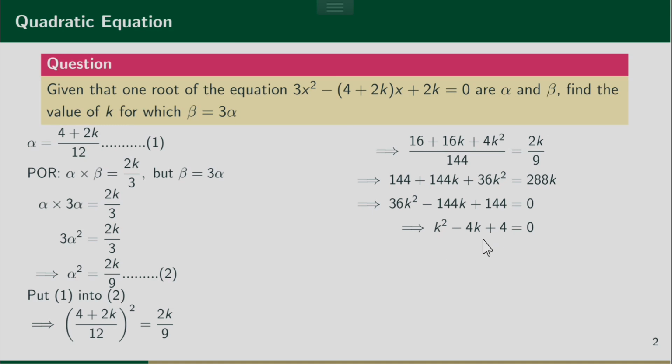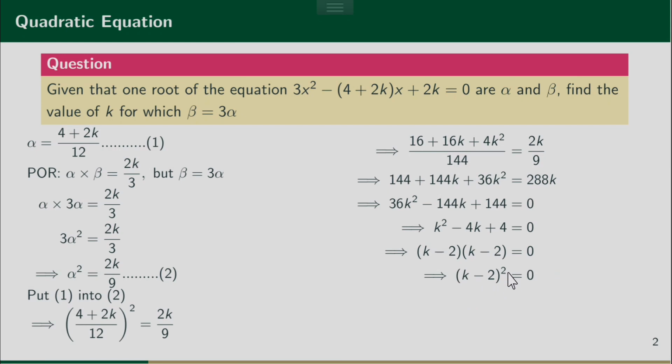Now let me try to factor out this quadratic equation. The coefficient of k squared is 1. So if I find two factors which multiply to 4 and add to negative 4, then I am done. What are they? Yes, the factors are negative 2 and negative 2 because negative 2 times negative 2 gives me positive 4 and negative 2 plus negative 2 gives me negative 4. So I can just write out the factors as k minus 2 into k minus 2 equals 0. Then of course these terms are repeating. I can just write it as k minus 2 all squared is equal to 0.